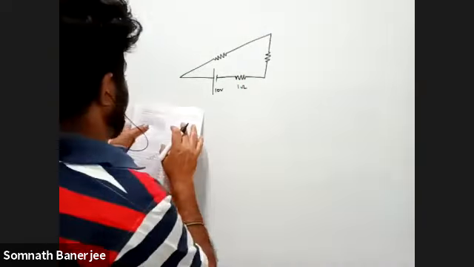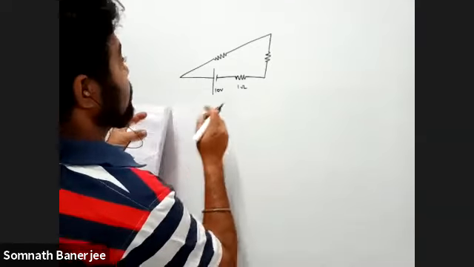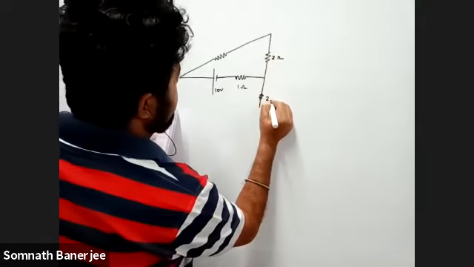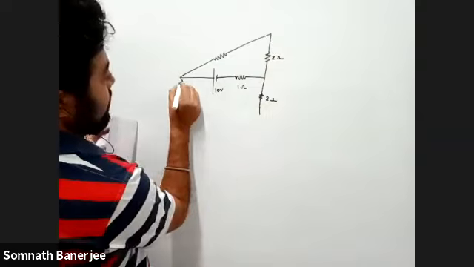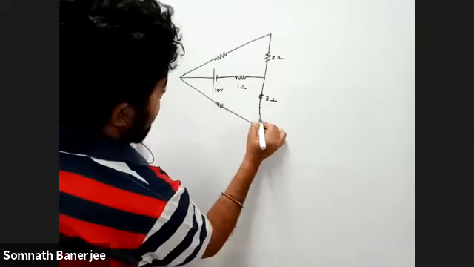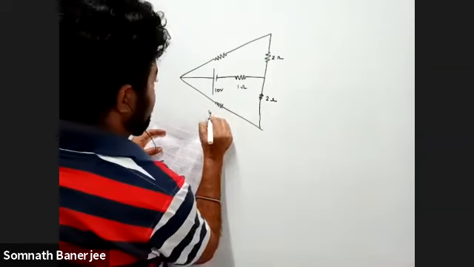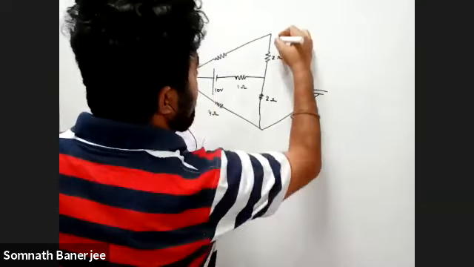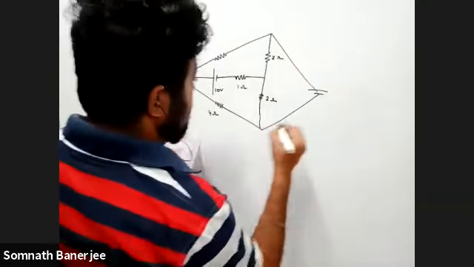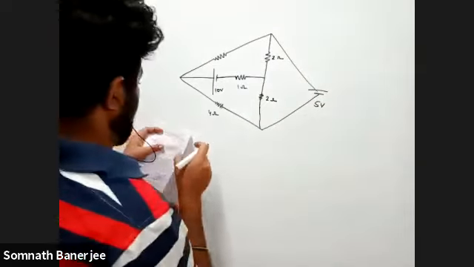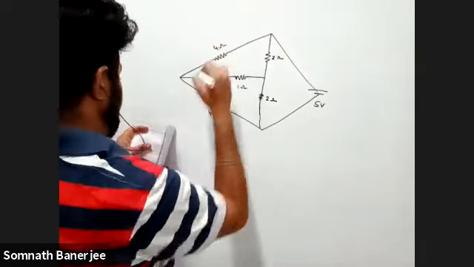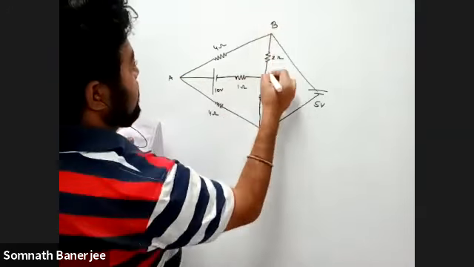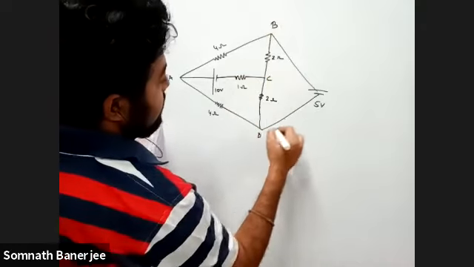So what we have to find out is the current through each branch. It's again an NCERT question. 2 ohm. This is 4 ohm resistance. This is 5 volt. This one is 4 ohm. This one is 4 ohm. This point is A, this point is B, this point is C, this point is D, this point is E.